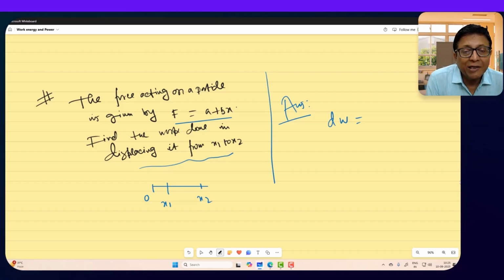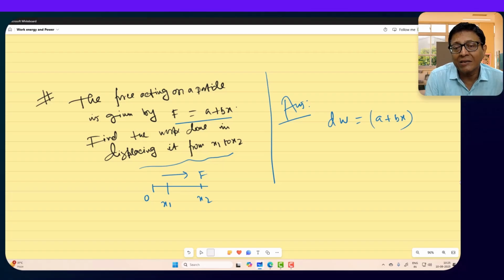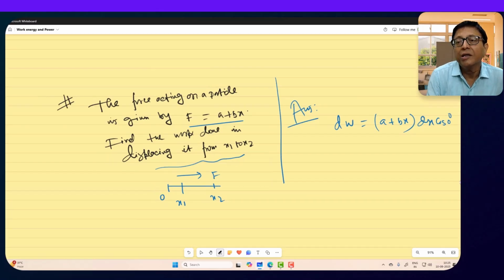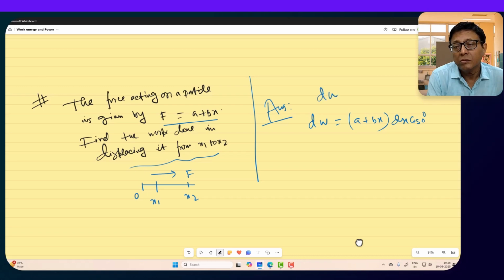There is no issue if you have taken from x2 to x1 here, x2 here. Similar. So dw will be what? Force you applied along x-axis only, F. So it is A plus Bx. Give a small displacement, dx, cos 0 degree. By formula we know dw equals F, dr will not be there, it will be dx only, cos 0 degree. So if you have written dx, this is A plus Bx into dx.